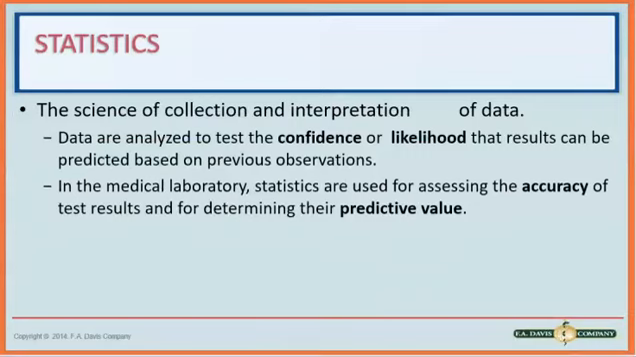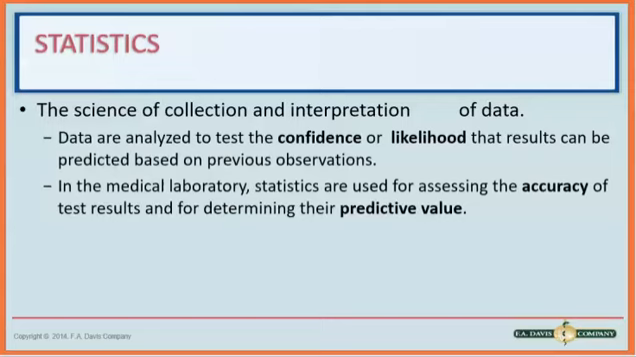Statistics is the science of collection and the interpretation of data. So why is it important to the lab and in the laboratory setting? Data or a set of data can be analyzed to test the confidence or the likelihood that the results can be predicted based on previous observations. And in the laboratory, statistics are used to assess accuracy of results and to determine the predictive value of results. So basically what that's saying is it helps us assess if our results are reliable or not.